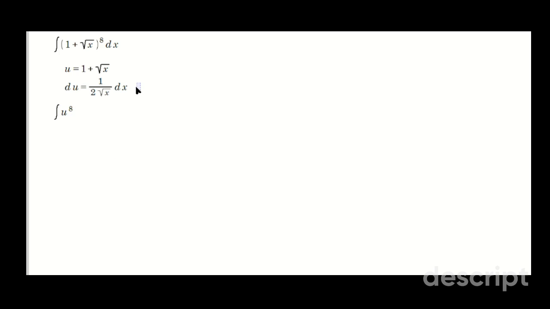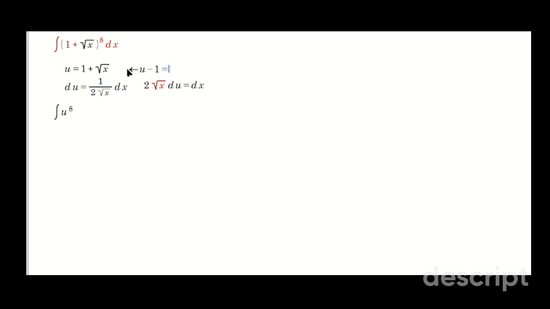Now we need to solve this for dx, right? Because dx is over here. It's the differential element right here. So it's going to be 2 times the root of x du equals dx. Now notice this has the root x present here. That's not good. But go back to here and take a look.